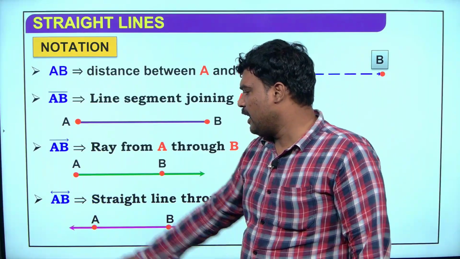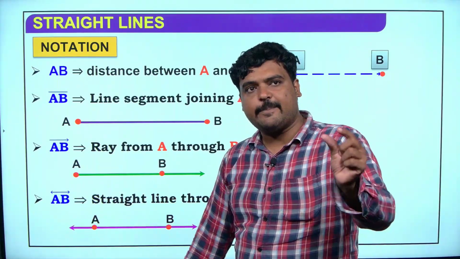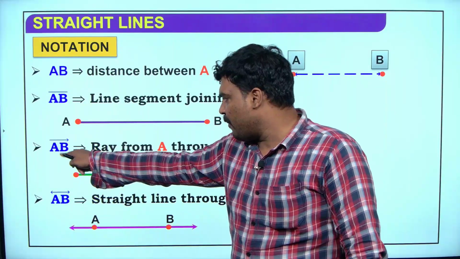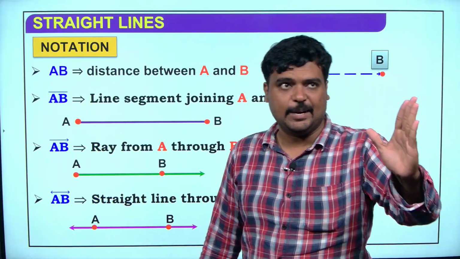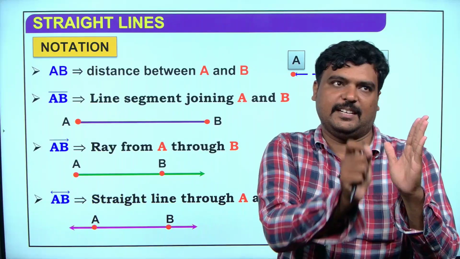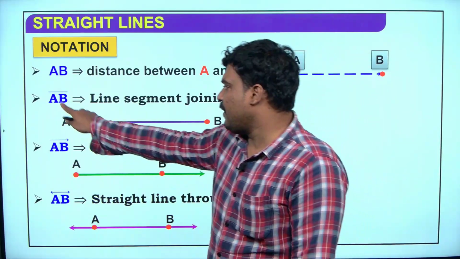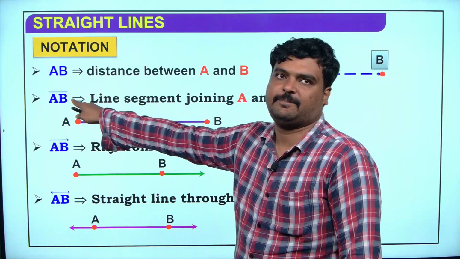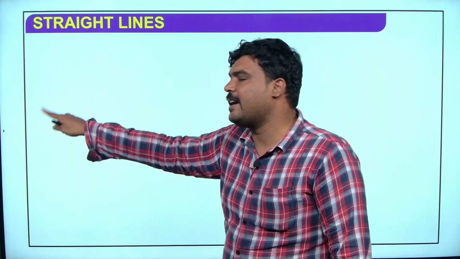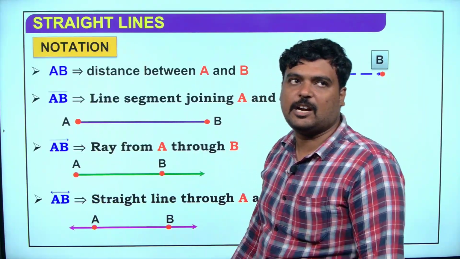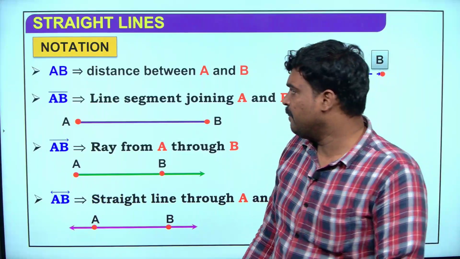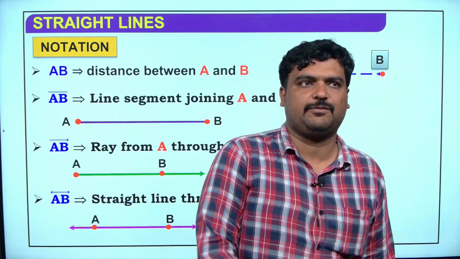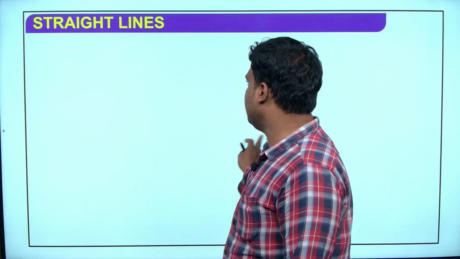Yes. Now if I put AB with two arrows, AB are points which are there on the line. If I put AB ray, then A is the initial point and B is somewhere in the middle. If I put AB with just a bar, it means that A and B form a line segment, that is, it has start point and end point as A and B. But if I just put AB, then I am representing the distance between them. It's just the distance.